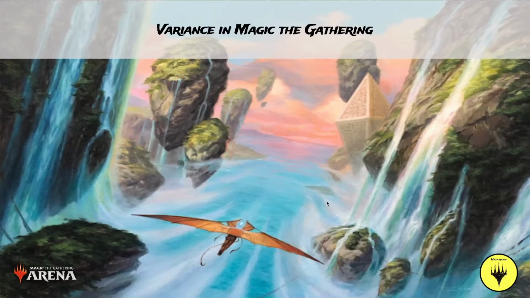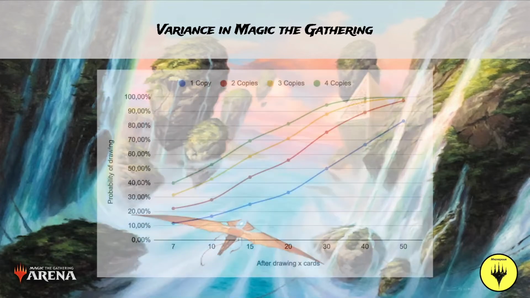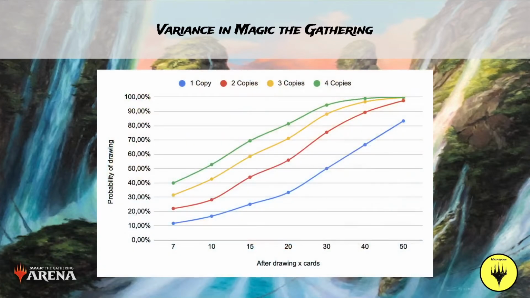So what happens if you put more and more copies of a card into your deck? Of course, to a maximum of 4. As you can see from this curve, adding additional copies drastically increases your chance to draw at least 1 copy. You can use this insight to your advantage when building your deck.